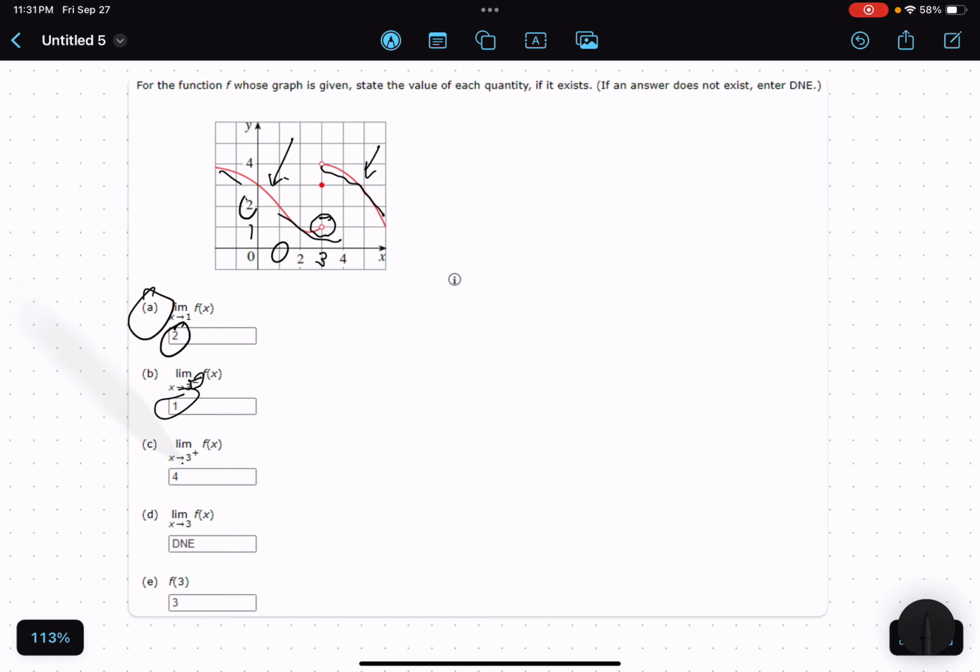In this one, it's asking the same thing, but from the right side instead, because it's a positive symbol. So it's only considering this part of the limit. And as you see, it approaches 4 over here. Ignore this dotted point. It will be useful for later, but ignore it. So 4.